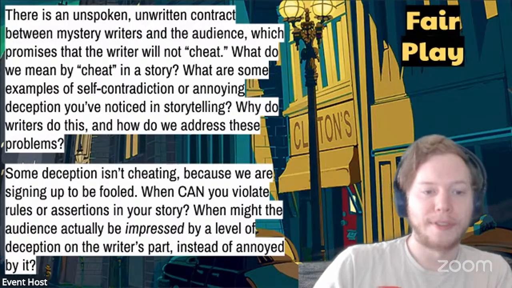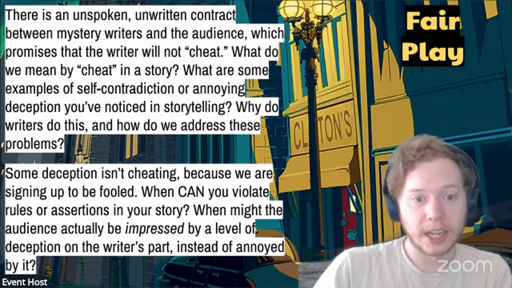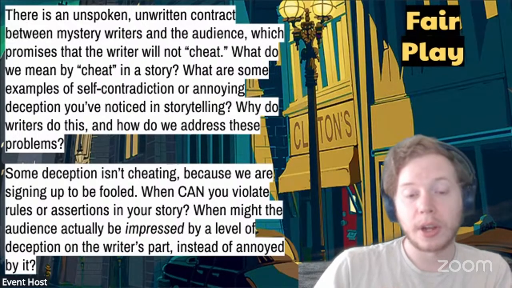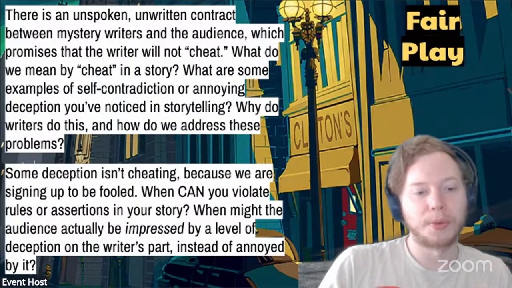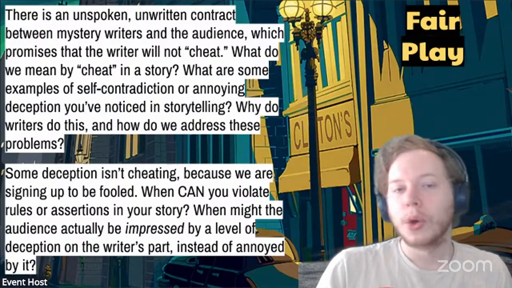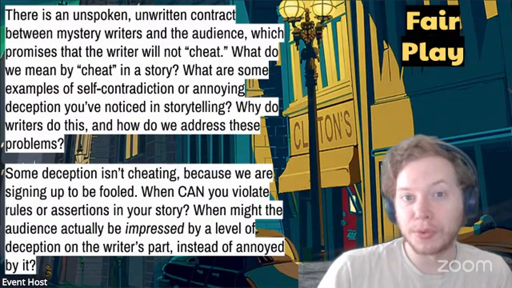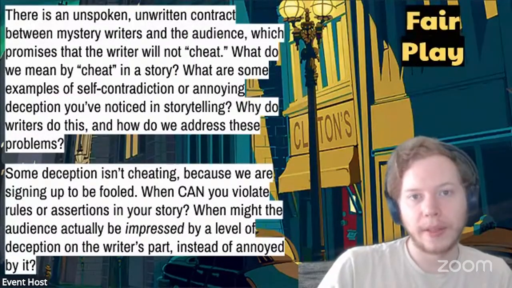When can we violate rules or assertions in the story? And we could also ask the question, when might the audience actually be impressed by a level of deception on the writer's part instead of annoyed by it? When is it okay to trick or lie to your reader? Anybody want to weigh in on that?